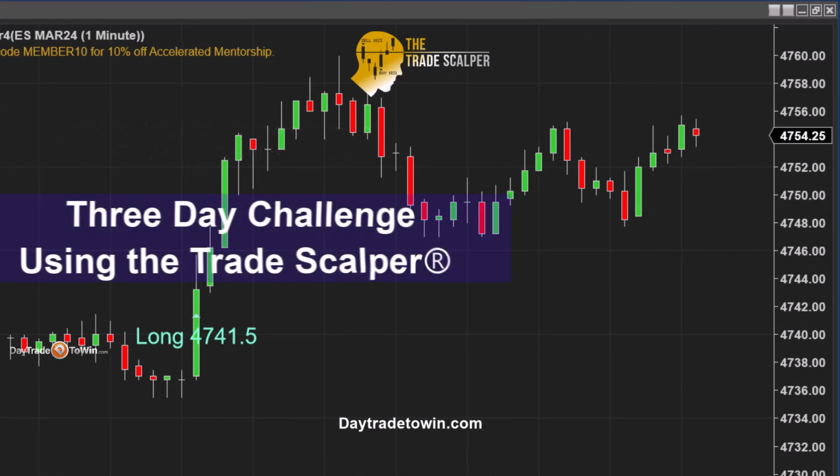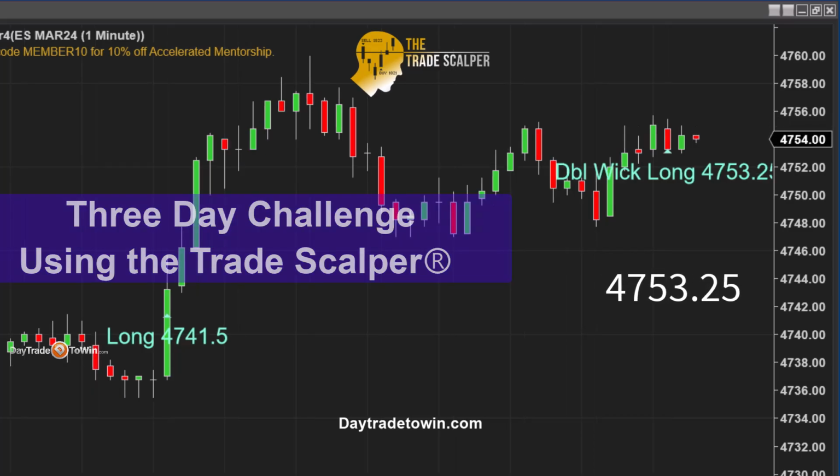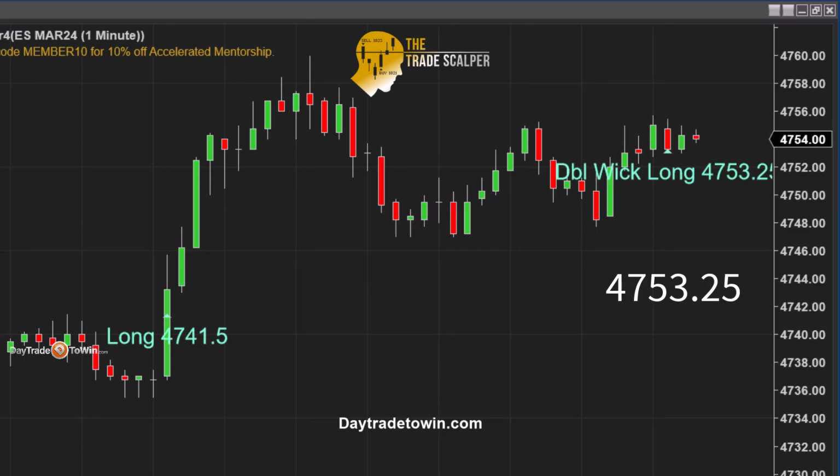And here we are, maybe 10-15 minutes later, still working on the 3-day challenge using the Trade Scalper. The previous long signal just ran away. I'm not going to chase it, even though it would have been successful if I just went in at market. Now we have a double wick. 47.53 quarter is the entry. Great opportunity. I like the way it looks.